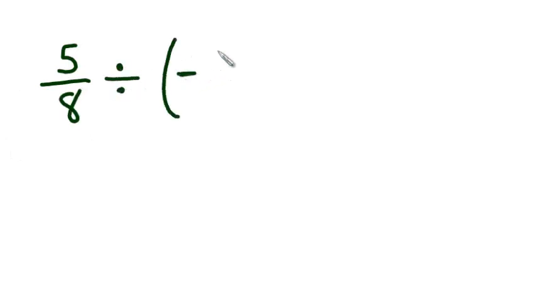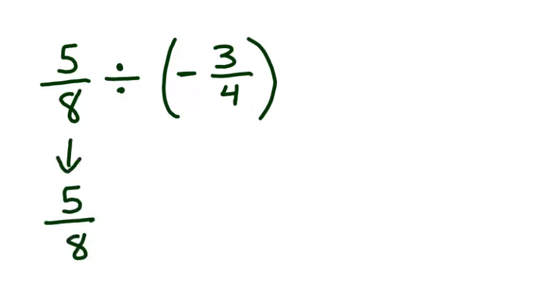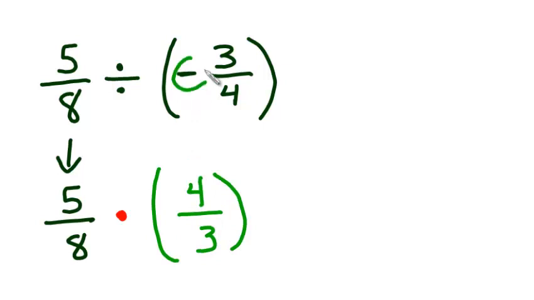Okay, let's look at another one. How about 5 over 8 divided by negative 3 over 4. So first thing, we're going to copy, change to multiply, and then we're going to change our fraction to 4 over 3, and then the negative, put it in the top. It goes on the top.